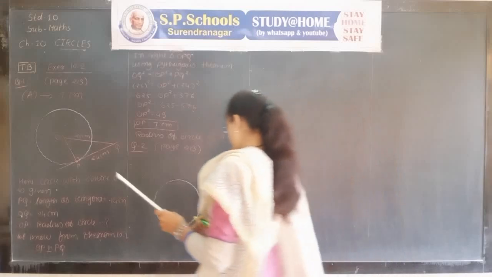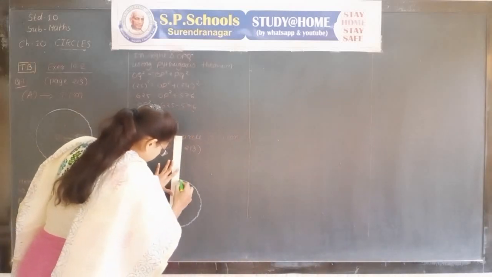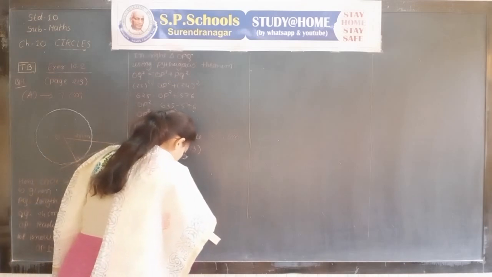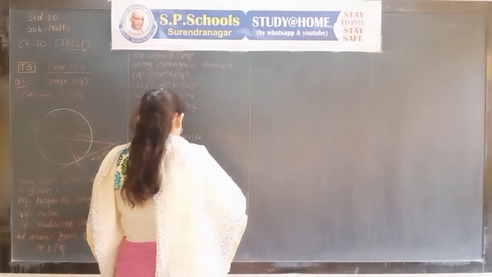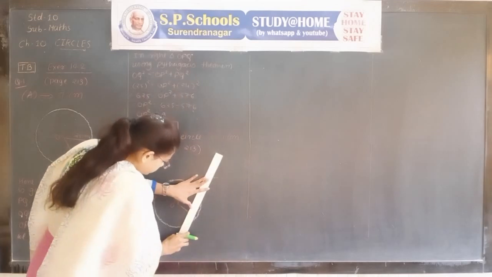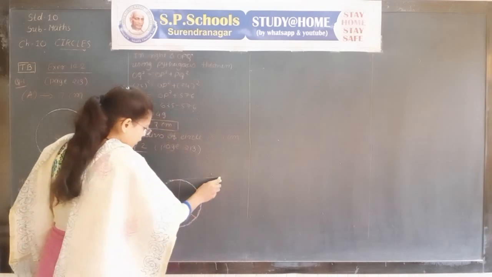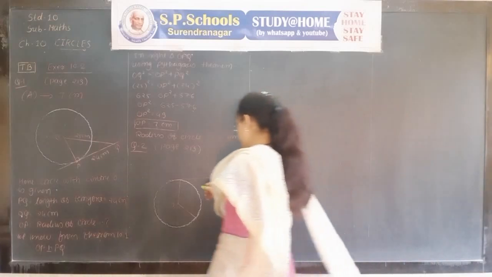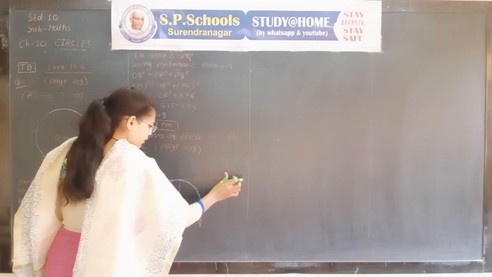OP and OQ are two tangents like this, and the two tangents intersect each other at point T. P, Q, and here is the point T.